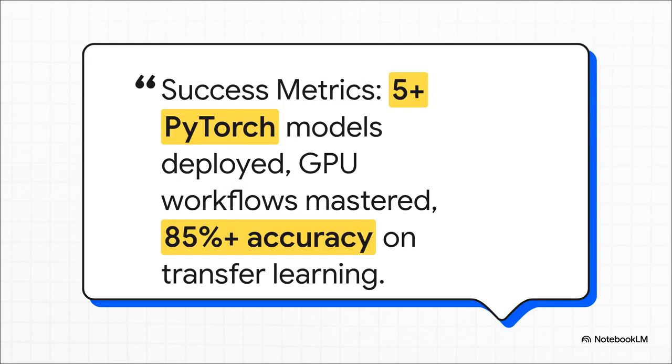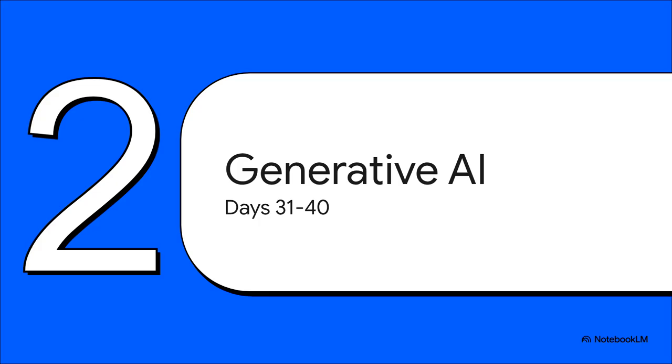So how do you know you've actually succeeded? It's not some fuzzy feeling. The roadmap lays out super clear metrics. You need to have built at least 5 different PyTorch models. You need to have GPU workflows down cold, and you need to hit over 85% accuracy on a transfer learning task. These are real, hard numbers you can aim for. Okay, phase 1 is done.